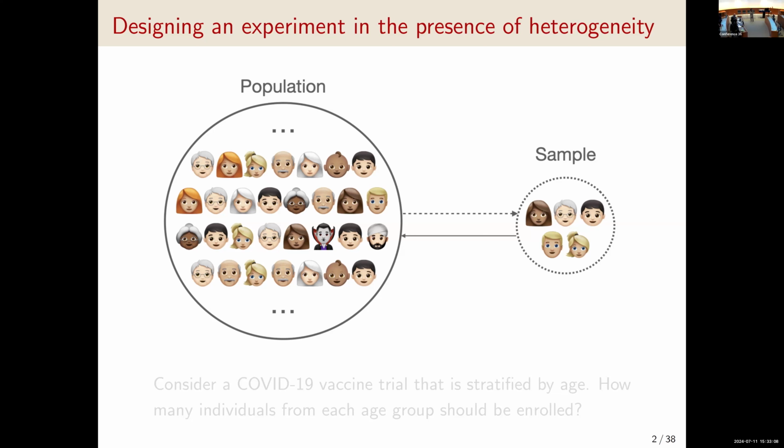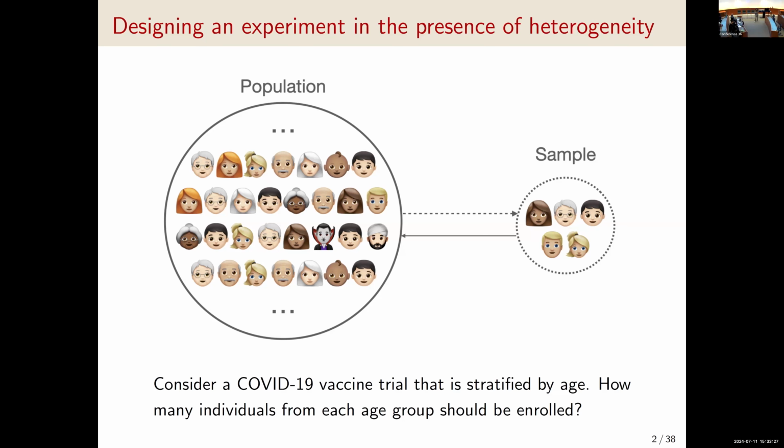If everyone in the population reacts the same to the treatment, then this question is trivial. We can just sample uniformly at random from the population. However, when there is treatment effect heterogeneity, meaning that different people might react differently to the same treatment, then this question is trickier. For example, consider a COVID-19 vaccine trial that is stratified by age. Usually it is stratified by age because people believe that participants in different age groups will react differently to the vaccine. In that case, how many individuals from each age group should be enrolled?